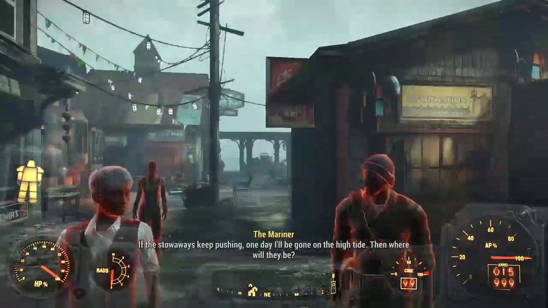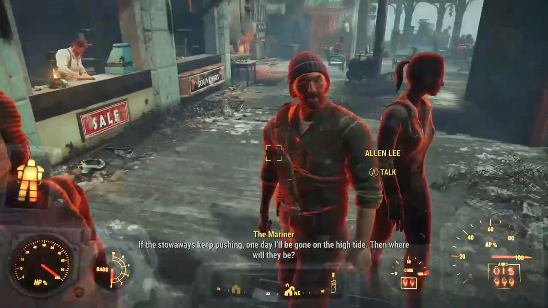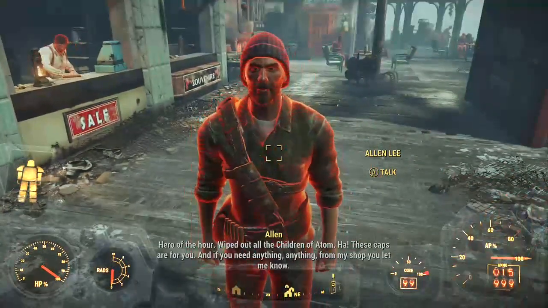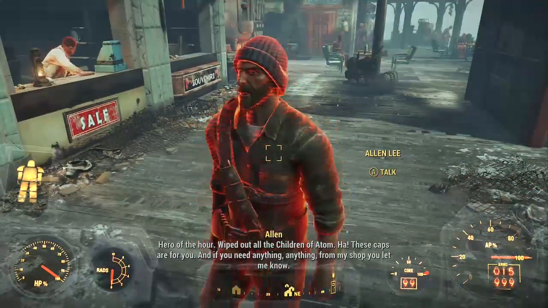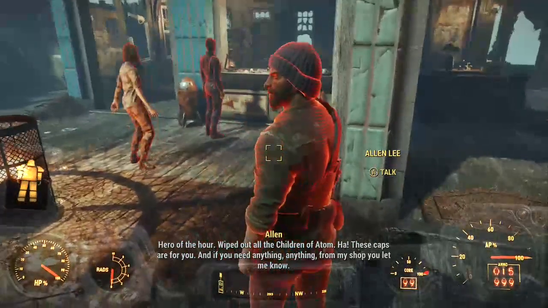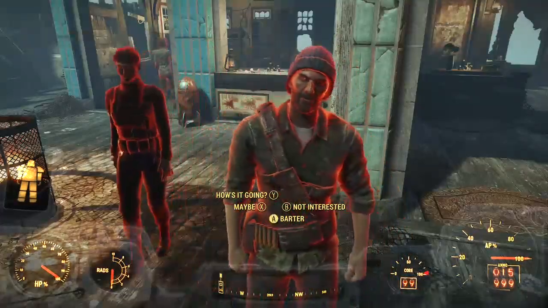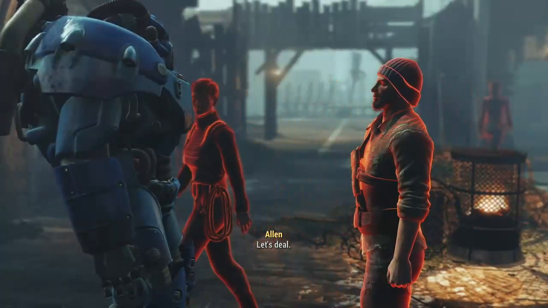Protect your loved ones with my fine hand cannons. Wiped out all the children of Adam. Was many things, but I don't think he was eager to meet his division. These caps are for you. If you need anything from my shop, you let me know. I'll take a look. Let's deal.